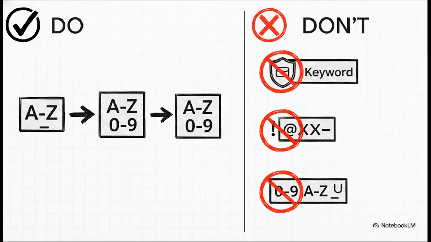But you can't just name them anything you want. There are a few simple rules you've got to follow. An identifier has to start with a letter or an underscore. After that, you can throw in more letters, numbers, or underscores. And of course, you absolutely cannot use a keyword, and most special characters are off limits too.